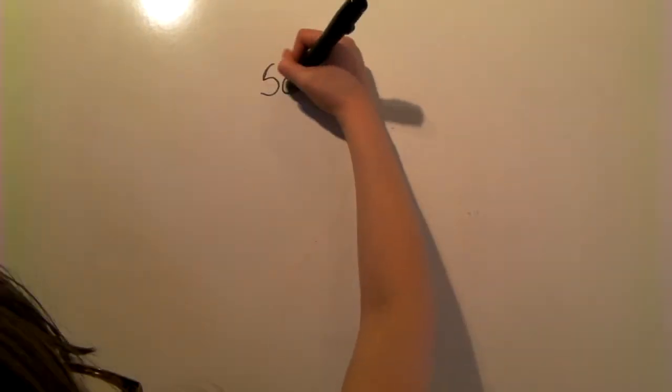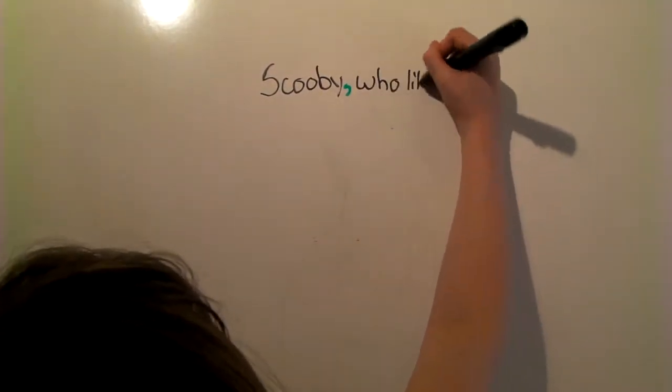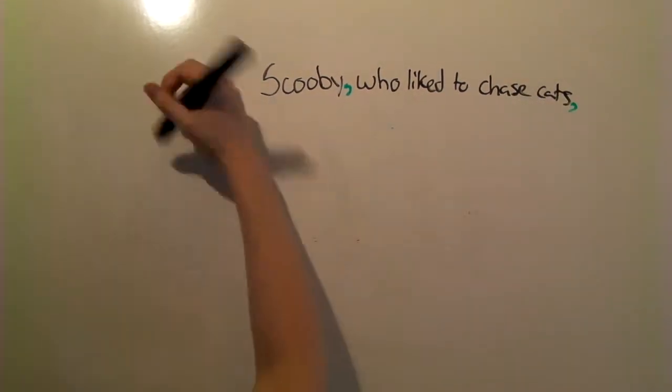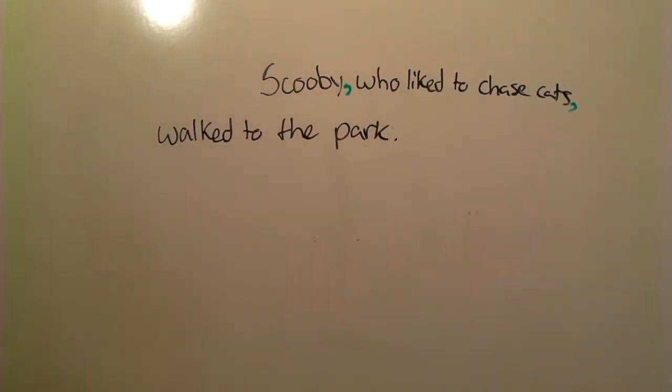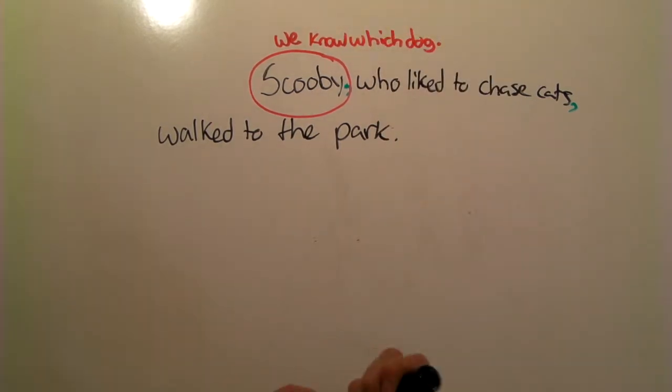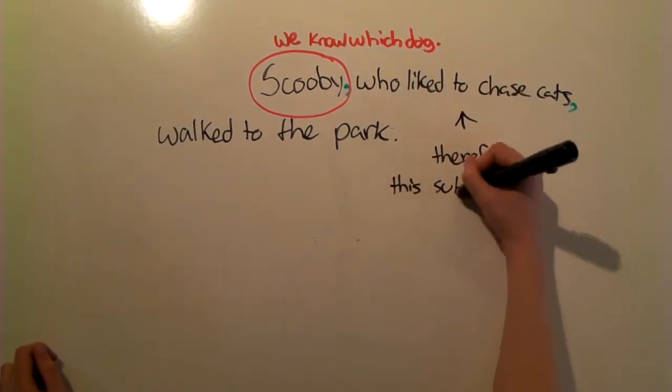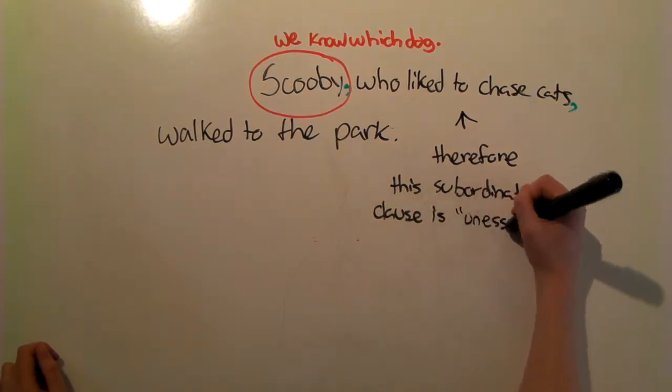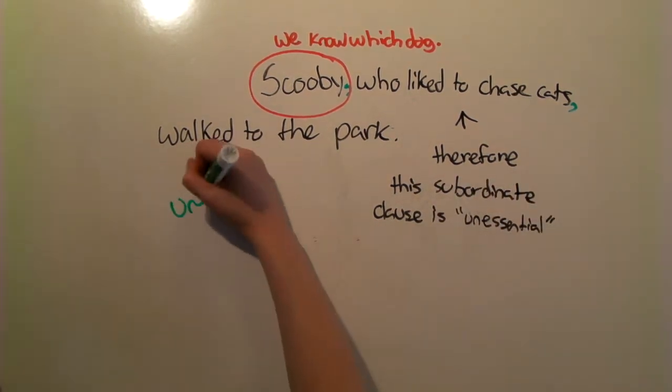identifies the general noun. If you said, Scooby, who likes to chase cats went to the park, then the same subordinate clause is actually non-essential anymore because they know exactly which dog you're talking about, and thus it's just excess information and needs to be surrounded in commas.